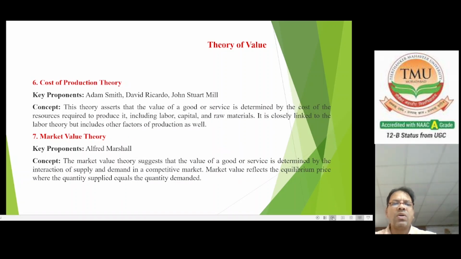Next is the cost of production theory, given by Adam Smith. This theory asserts that the value of a good or service is determined by the cost of the resources required to produce it, including labor, capital, and raw materials. It is closely linked to the labor theory but includes other factors of production as well.